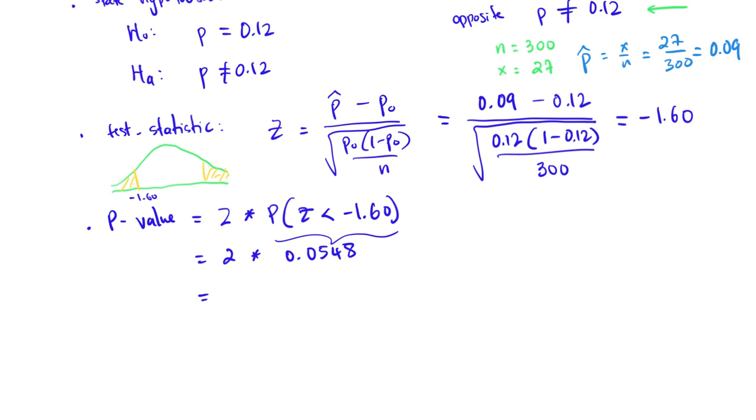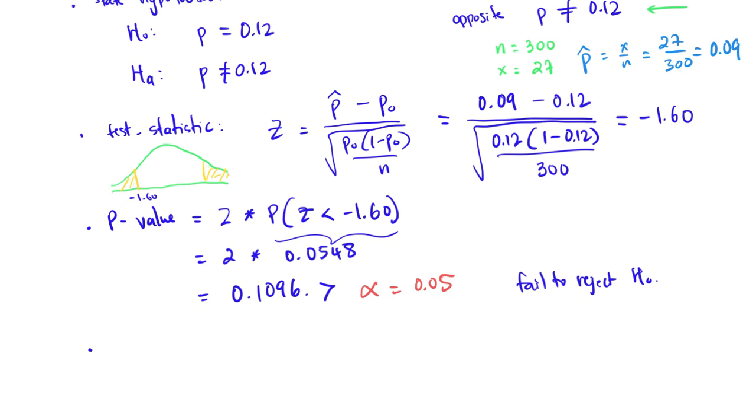But remember, this is the two-tailed test, so we would need to double that probability to get the p-value of 0.1096. The final step is to make the conclusion, to make the decision. The alpha, or the significance level given, is 0.05. And comparing the p-value to alpha, we see that this p-value is greater than alpha. And so we would fail to reject the null hypothesis.